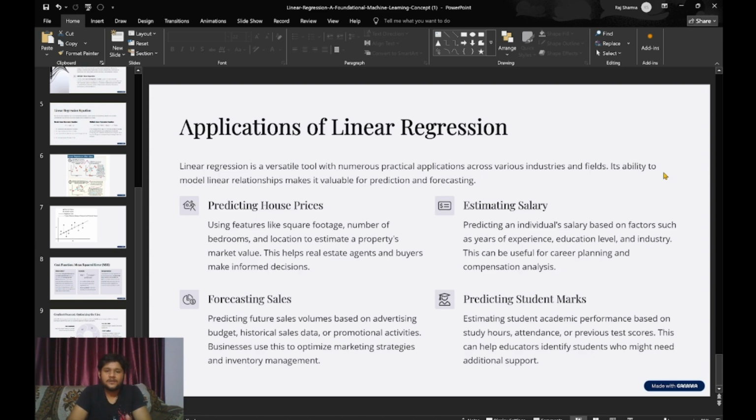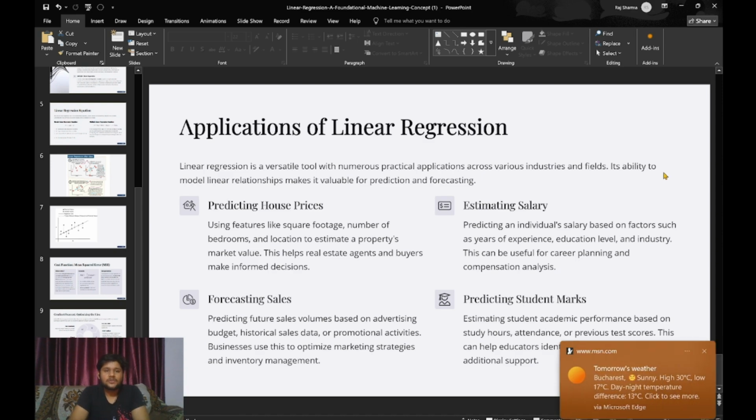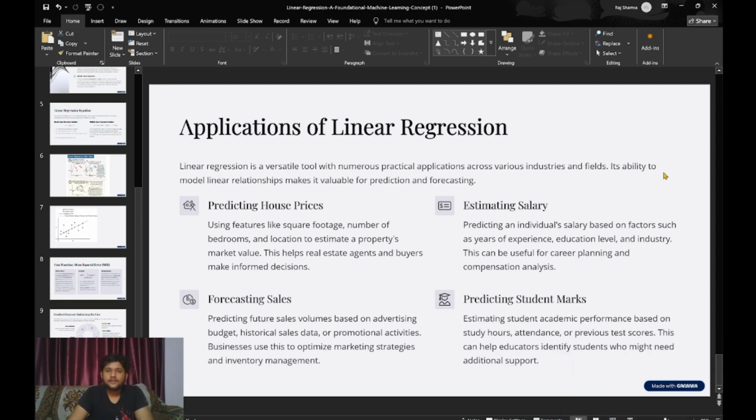So it basically depends on various factors. So what are the applications of linear regression? Linear regression can be used, as in the example I told you, when we had to predict the height of a person when given the weight. Similarly, for example, we can predict the prices of housing.